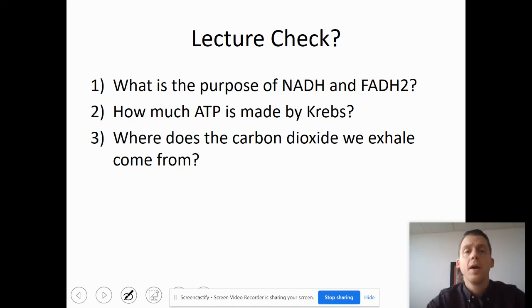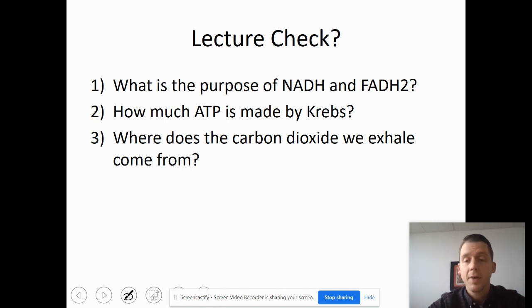Okay, so number 1, what is the purpose of NADH and FADH2? NADH and FADH2 carry energetic electrons. How much ATP is made? It's only 2, not very much, just 2 ATP. And finally, where does the carbon dioxide we exhale come from? It comes from the Krebs cycle. It comes from what used to be glucose turned into pyruvate, and then that pyruvate releases carbon dioxide. So where does the carbon dioxide we exhale come from? It comes from what we eat. The sugar we eat becomes carbon dioxide.